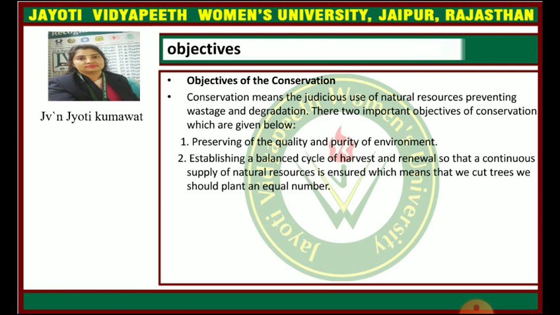The first objective is that conservation means the judicious use of natural resources, preventing wastage and degradation. There are important objectives of conservation which are given below. First, preserving the quality and purity of the environment. Second, establishing a balanced cycle of harvest and renewal so that a continuous supply of natural resources is ensured, which means that if we cut trees, we should plant an equal number.